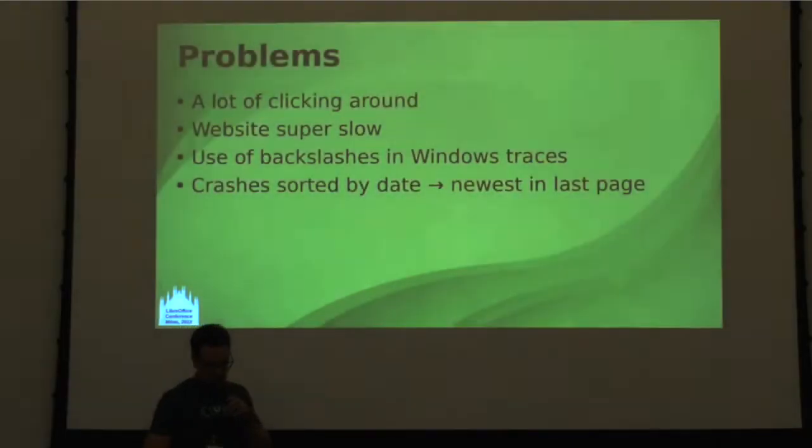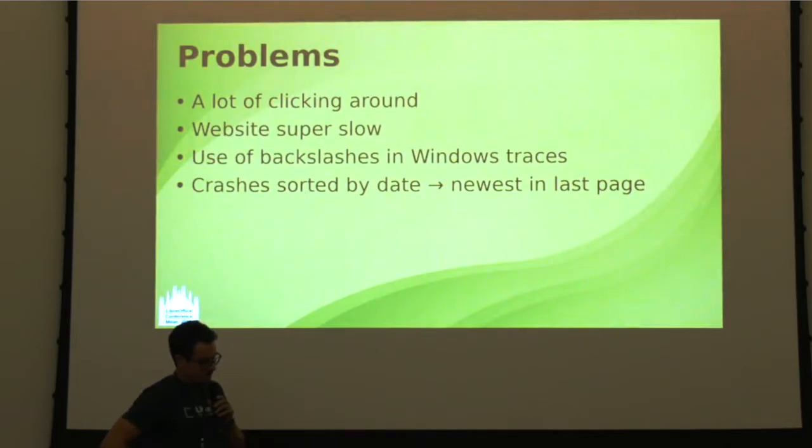The problem that I find with the crash report website is that in order to get information about, for instance, the traces of a specific crash report, you have to click a lot of links and go to a lot of pages. Then the website is really slow, I guess because of the number of reports we already have there, and it takes a lot of time. And when the traces are reported for Windows platforms, they use backslashes. So if you want to check it in your local build, like in my case, I use Linux, then I have to change them to normal slashes. So it's a bit annoying.